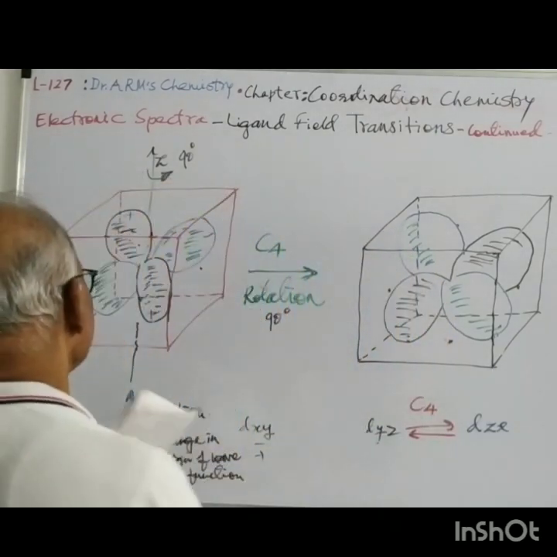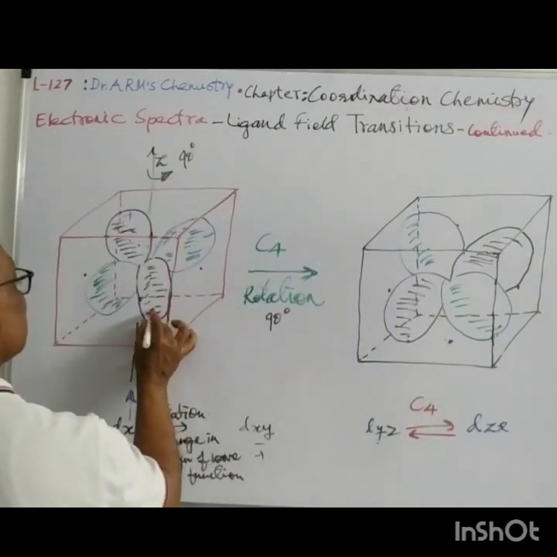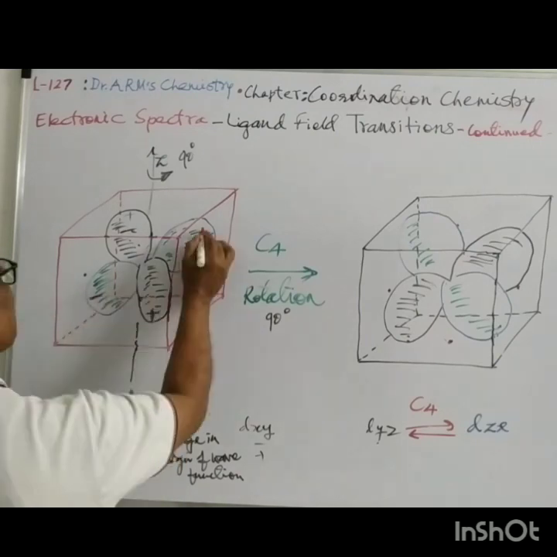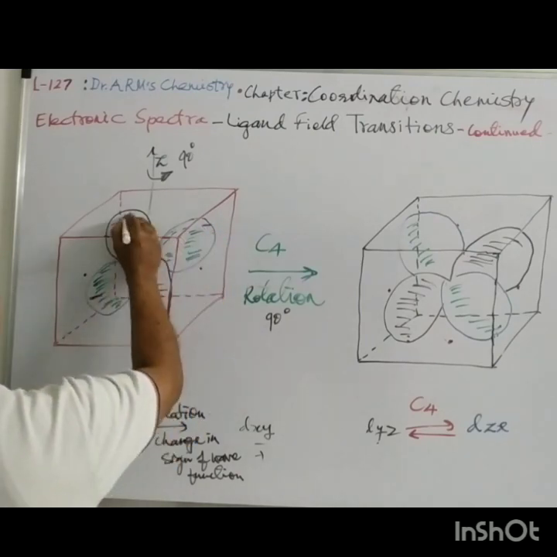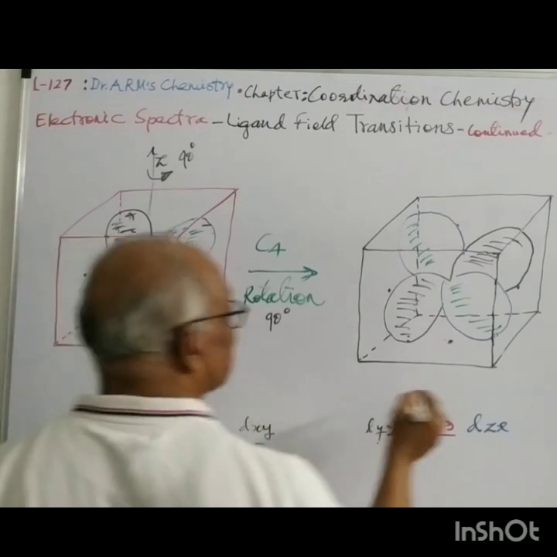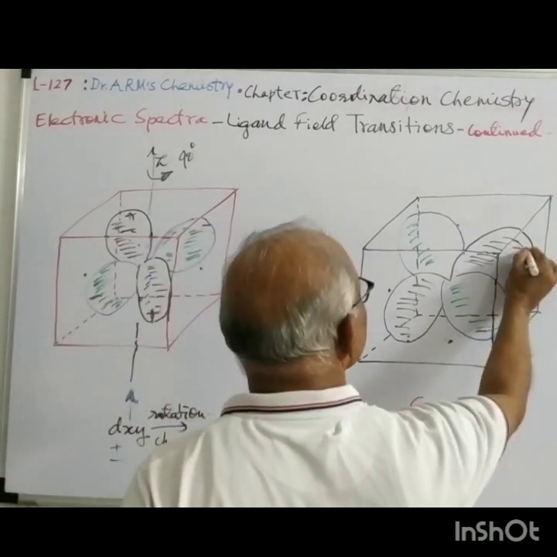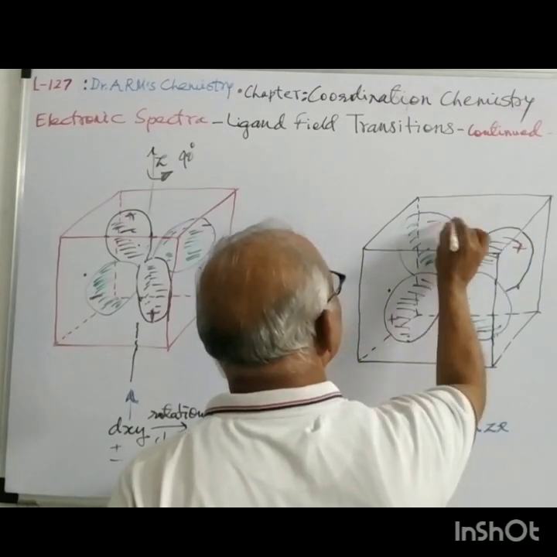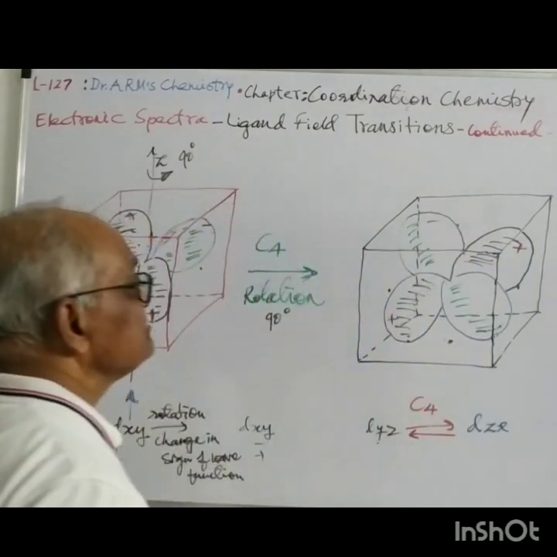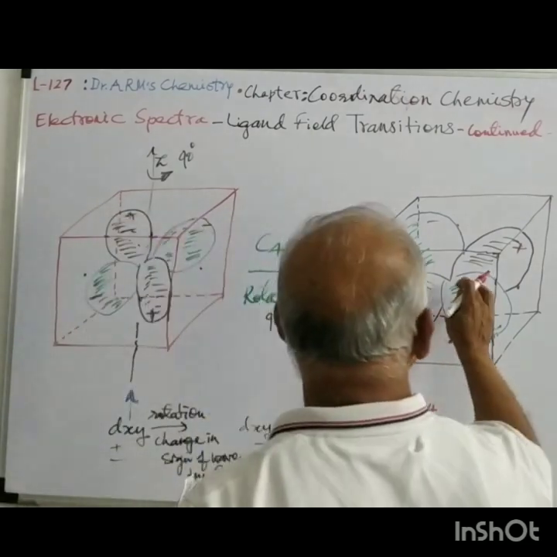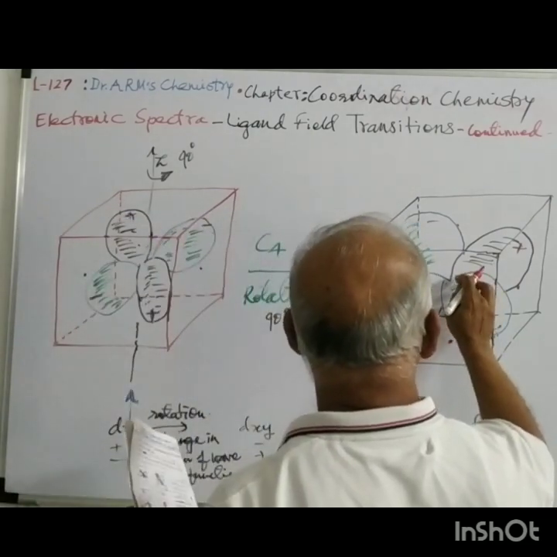The signs of the wave functions, as we have seen, are plus and minus. They will change here like this. This will be minus, this is plus and minus. So the orbital remains the same.